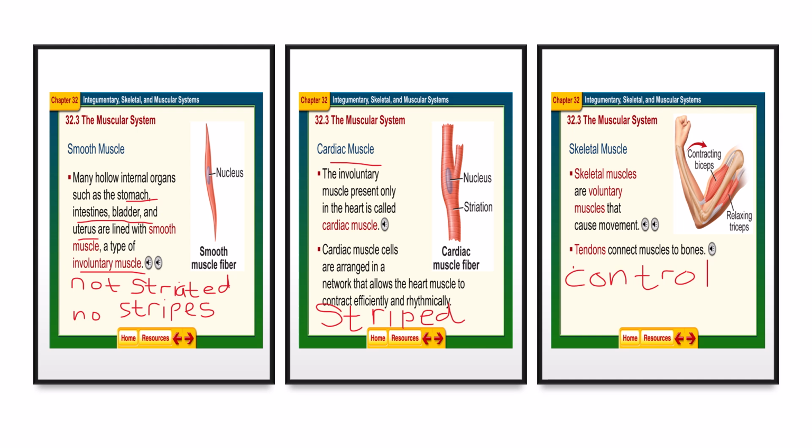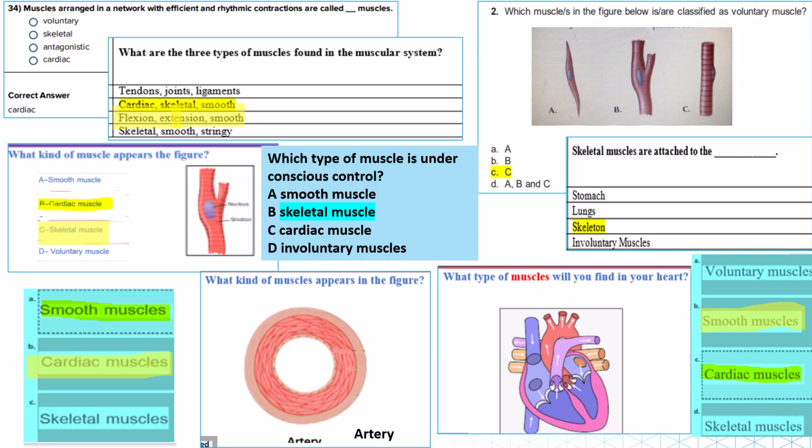So smooth muscle is not striated, cardiac muscle has striations with branching, and skeletal muscle is attached to the skeleton and has striations. Then these are some sample questions.